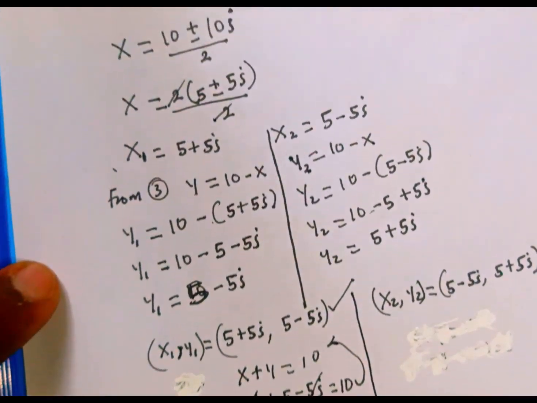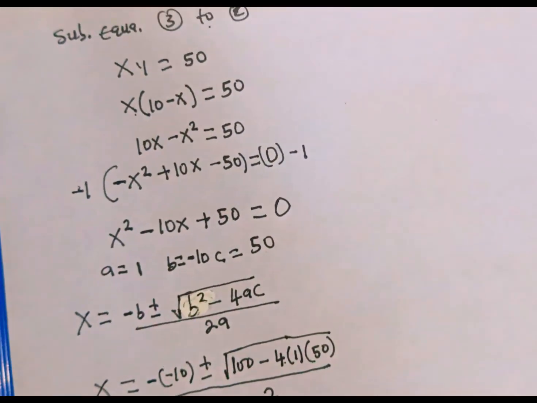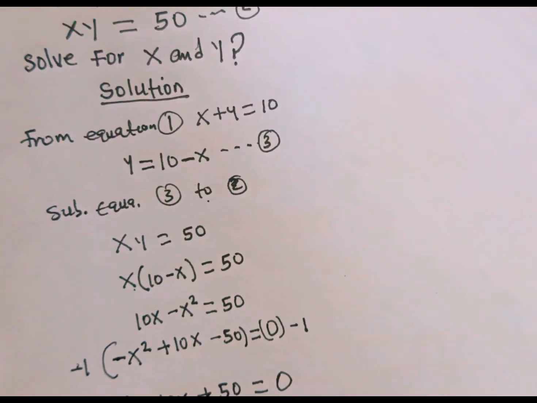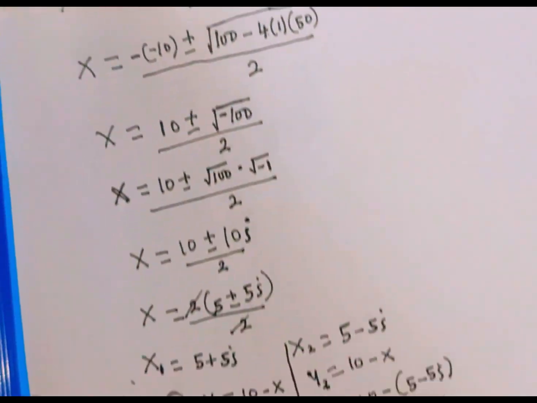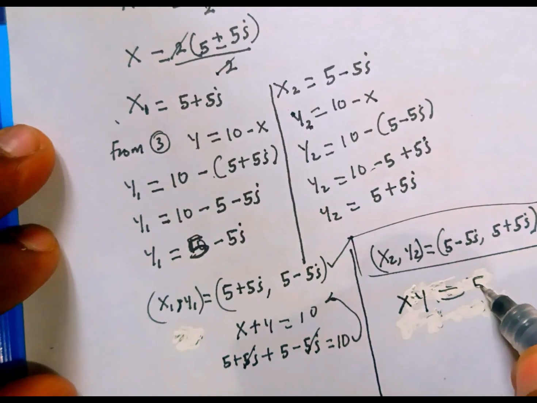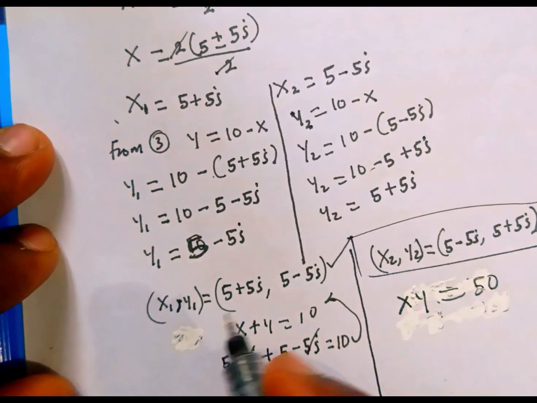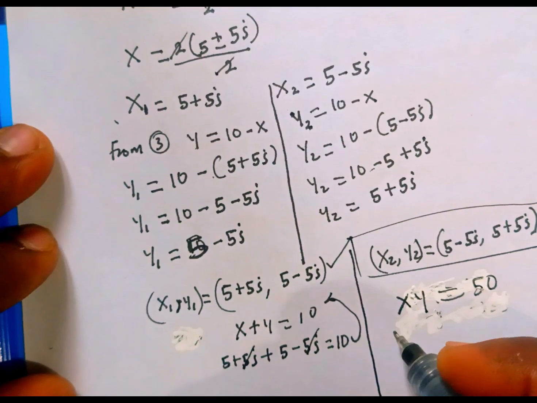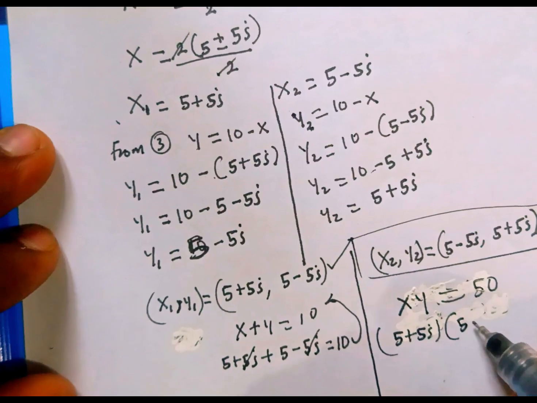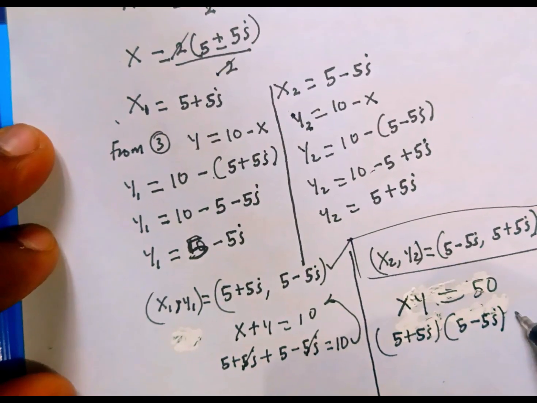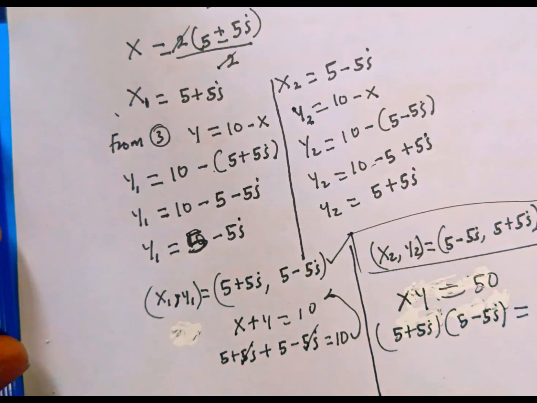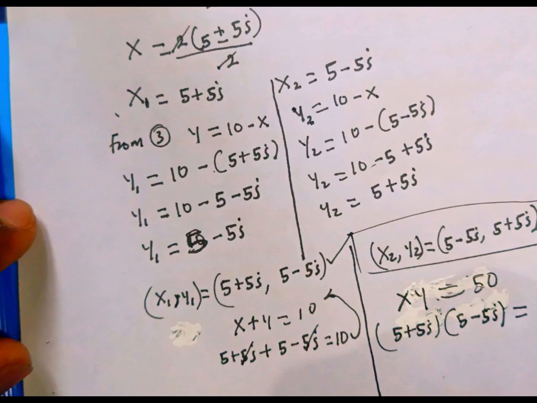But what of the second equation? The second equation, as you can see, is x multiplied by y is equal to 50. So when we multiply x and y, is it going to give us 50? From equation 2, the original equation, x multiplied by y is equal to 50. Now let's use x1 and y1. So x1 is 5 plus 5i, multiplied by y1, which is 5 minus 5i. When you multiply, is it going to give us the right hand side? Please, you can help us do that and drop the answer in the comment box, whether the left hand side is going to give us the right hand side.